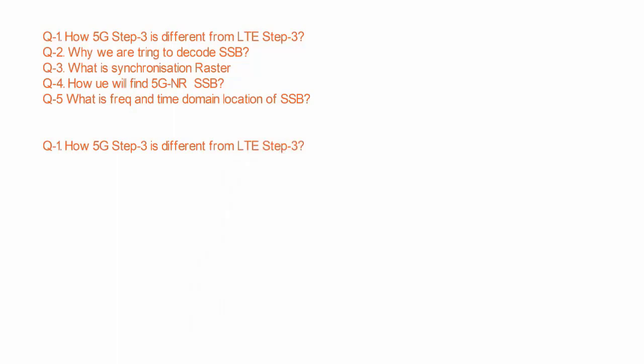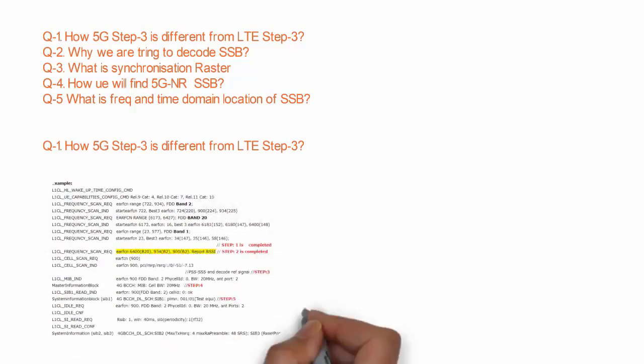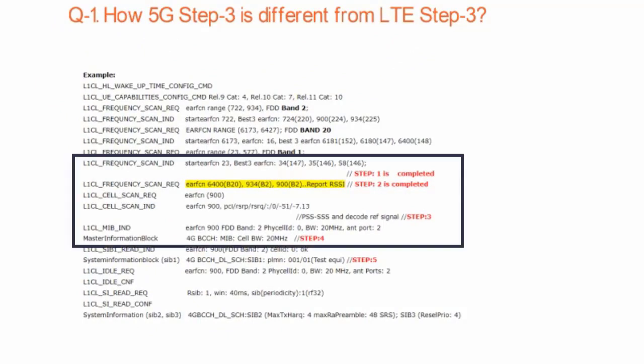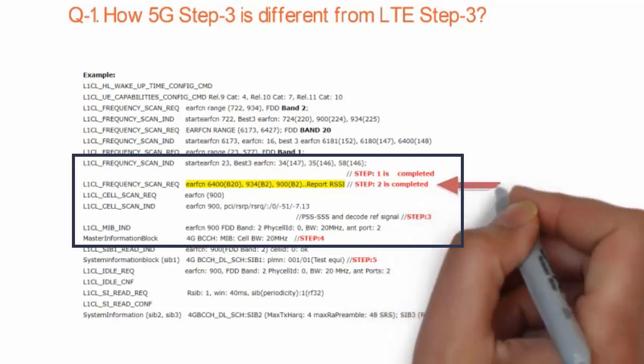First question: how is 5G step 3 different from LTE step 3? I have uploaded one video for this. Below is a link, so you can click and watch the LTE cell search process there. 5G NR is the same as LTE: the first signal received by the UE at power on is PSS and SSS from the cell. In LTE, after power on, first the UE does the frequency scan process followed by step 1 and step 2. Once the layer prepares a list of ARFCN whose RSSI value is greater than the threshold value, it sends these frequencies to the upper layer.